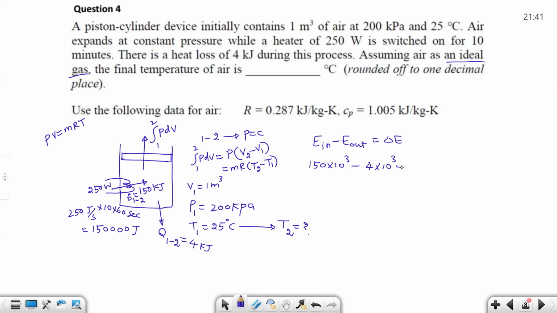And then mR(T2 minus T1). This energy is also the expansion work, which is going out. And then the change in internal energy is mCv into the temperature change. This is the internal energy change.